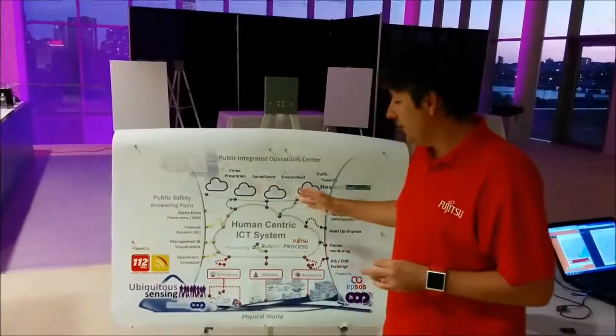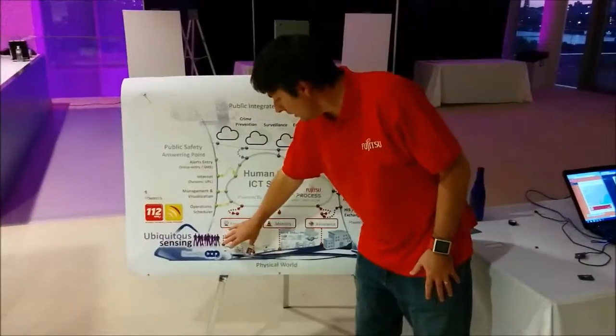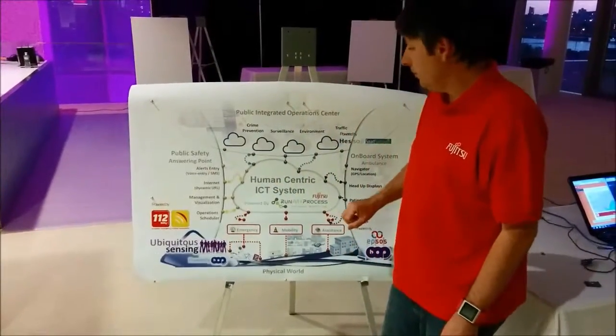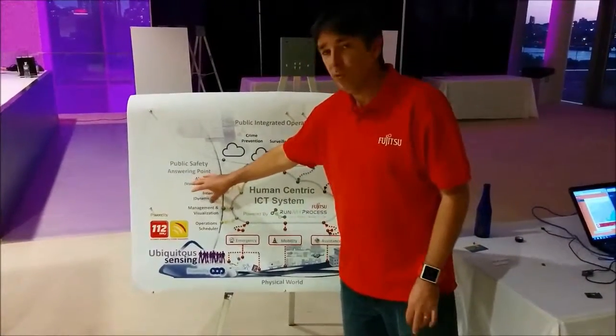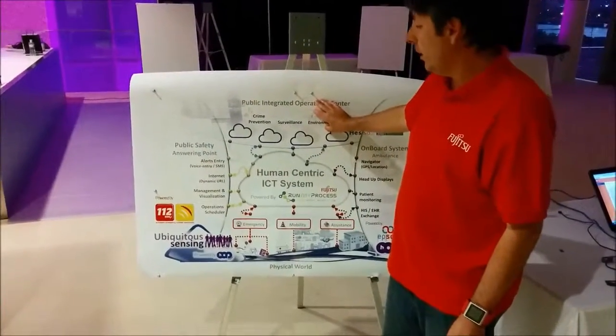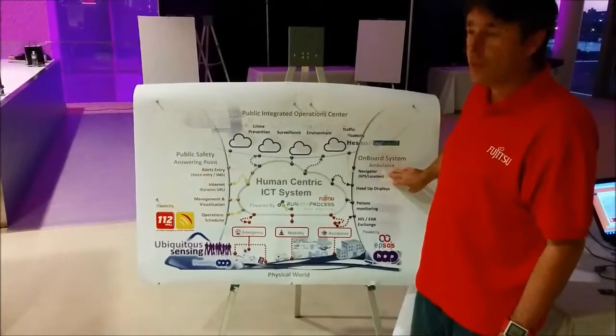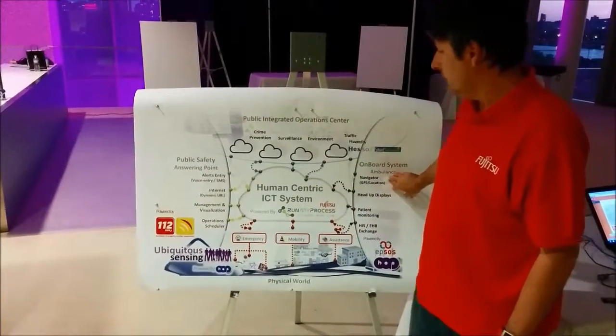So here's the picture of our demo. Run My Process in the middle, ubiquitous sensors to pull all the information from the real world, 112 to assign the ambulance, a public integration center to allow us to route the ambulance through the traffic, and then the onboard system for the ambulance so that people know what to do with the patient.